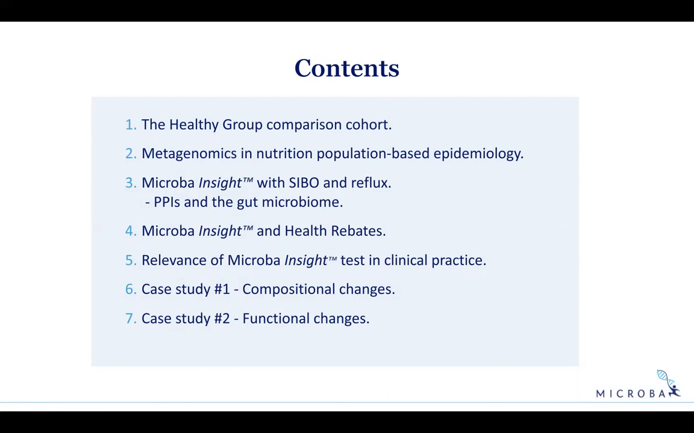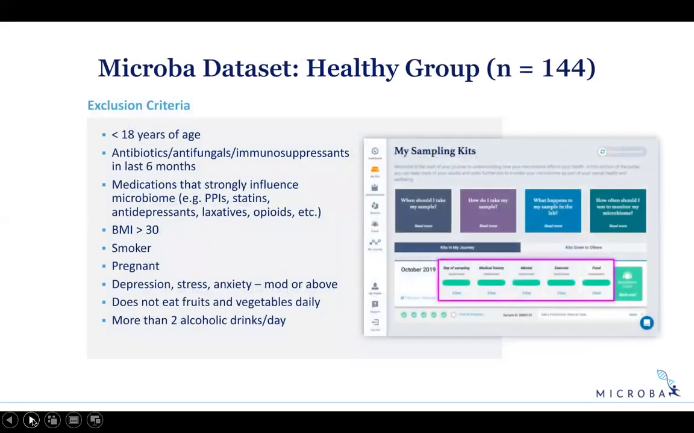We will be looking at the potential for application of metagenomics in nutrition population-based epidemiology and intervention, as well as looking at the suitability of Microba Insight with upper gastric conditions such as SIBO and reflux, as well as the impact that reflux medications have on the gut microbiome. We have 2 case studies to present to you today, which will look at both compositional and functional changes with customers who have used Microba Insight directly, as well as highlighting the clinical relevance of this and how you can continue to use this type of testing in your practice. So without further ado, I'm going to hand you over to Christine, who is going to start off today's webinar by taking you through the healthy group controls.